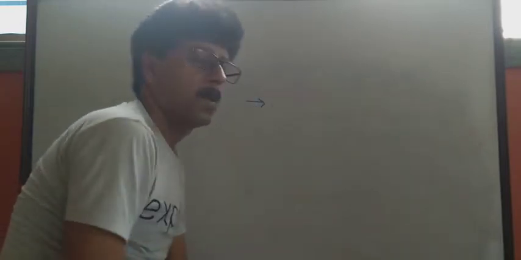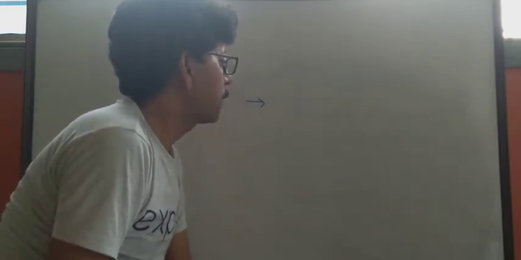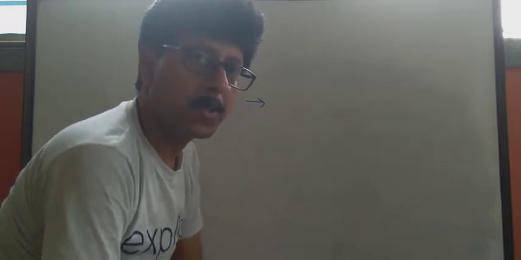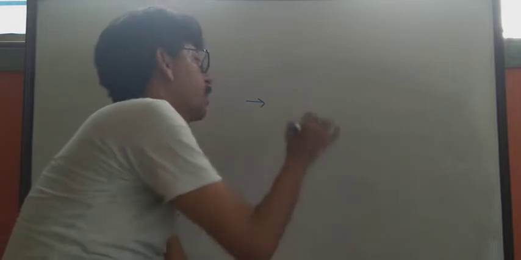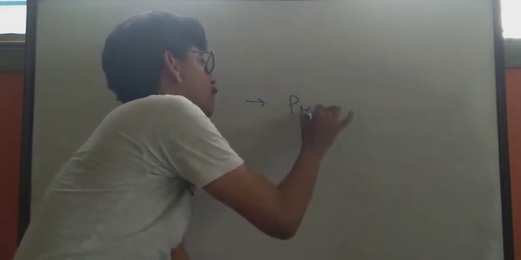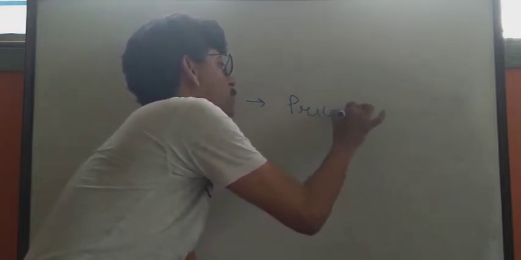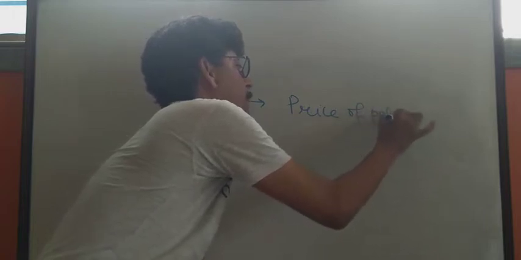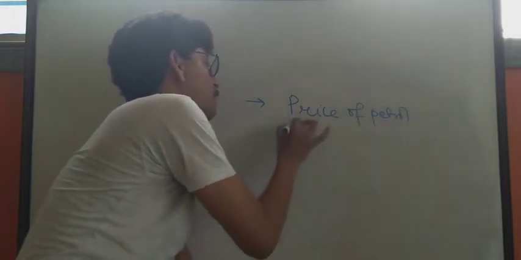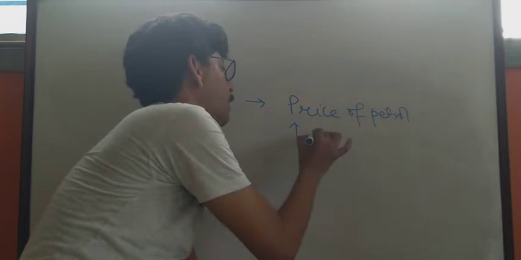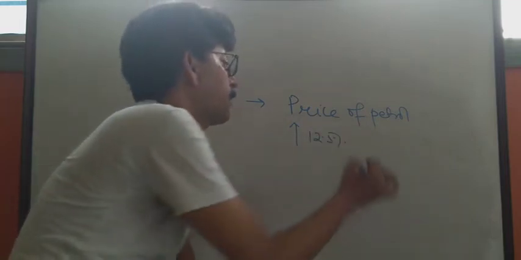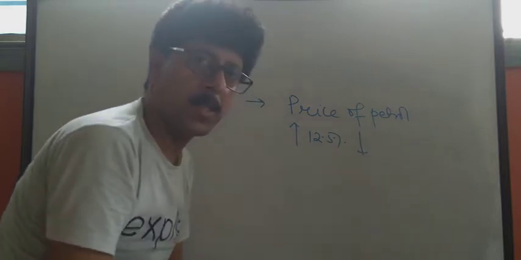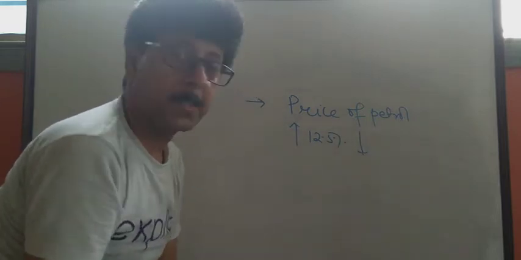Now, in this portion, we are continuing with what we were discussing about the up and down rule. Say the price of petrol is increased by 12.5%. Then definitely we are going to get less quantity of petrol if your expenditure remains the same.